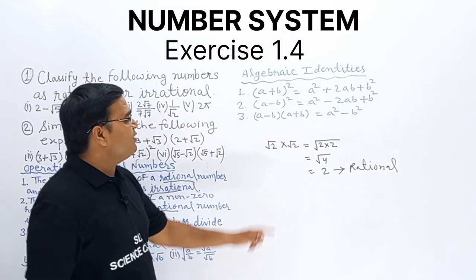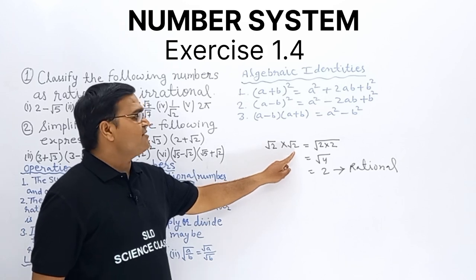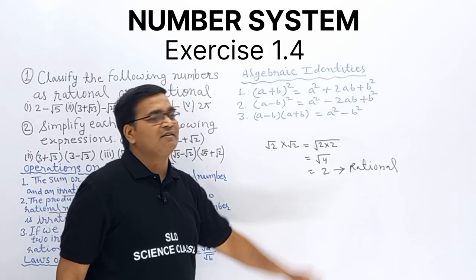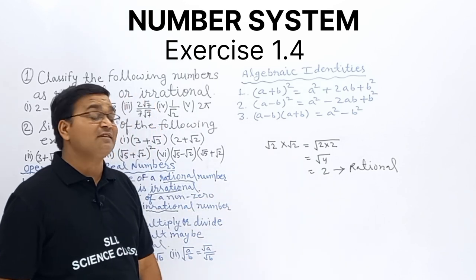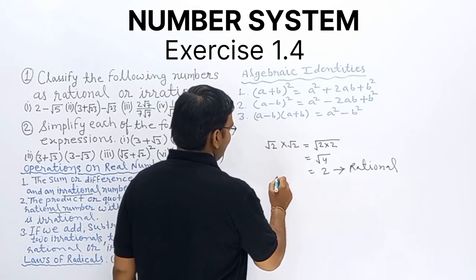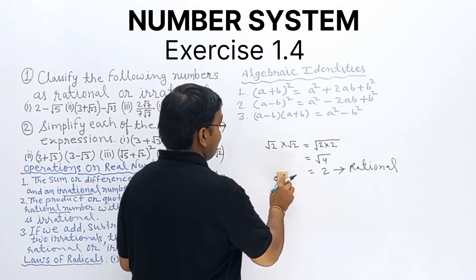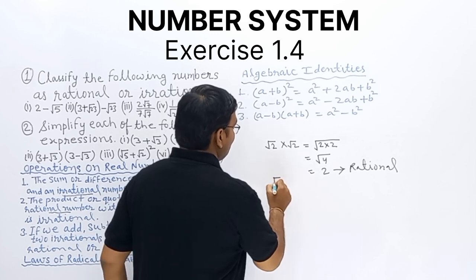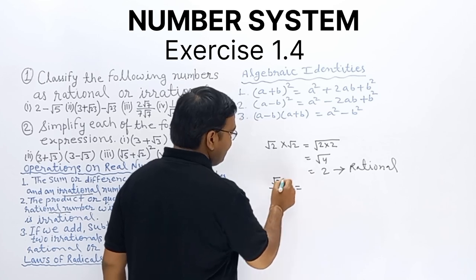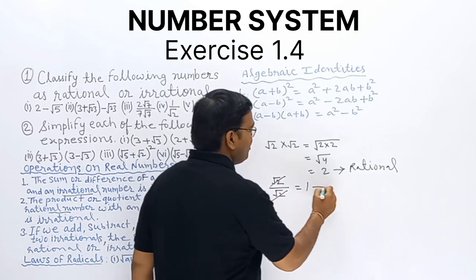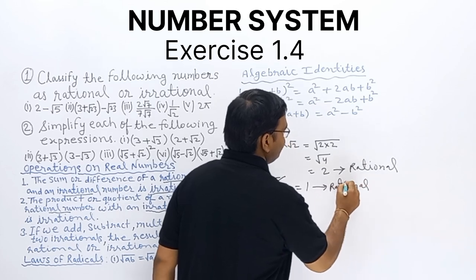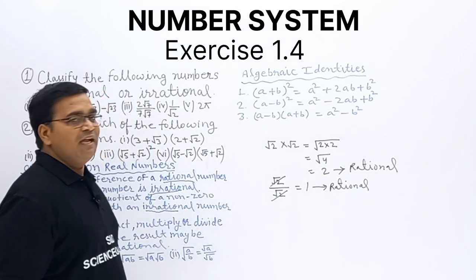So once we multiply two irrationals, the result may be rational or irrational. In this situation we are getting rational, and before this we were getting irrational. Now division. Root 2 divided by root 2, both are cancelling and we are getting 1. And this is a rational number. Clear?